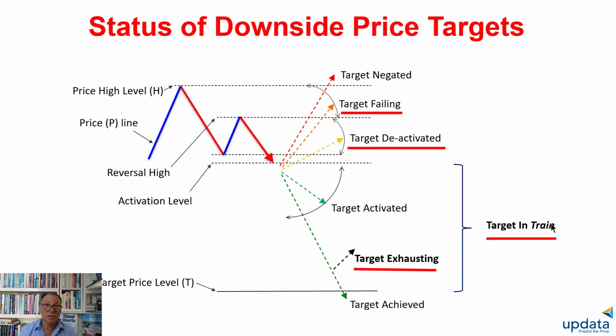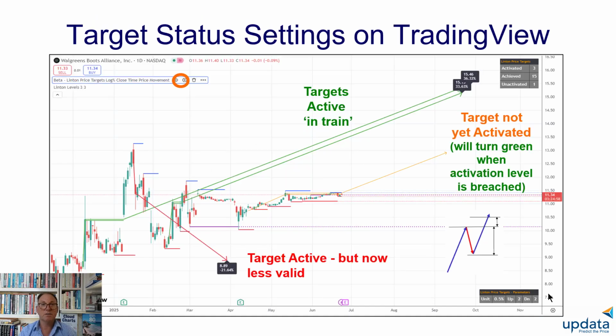And on the downside, it's the same idea. This selling thrust here produces this downside target here. Here the target is negated, the target is failing, and then at this point here, if we're achieved, the target is achieved, and exhausting when we don't quite get there. So it's worth understanding just whether a target is negated, activated, or achieved in terms of understanding that.